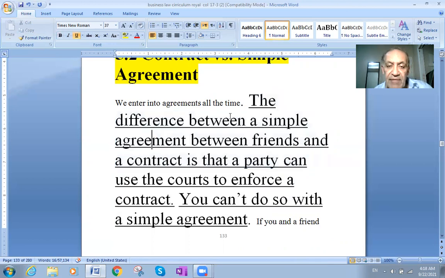So here, the difference between a simple agreement between friends and a contract is that a party can use the court to enforce a contract. You can't do so with the simple agreement.